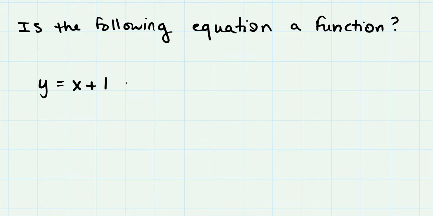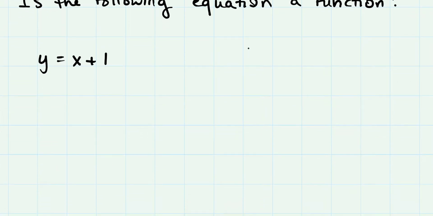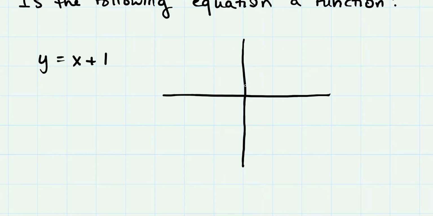So that set of numbers is the domain, and the set of numbers you get when you plug in an x, which is going to equal y, that's going to be your range. I'm going to graph this. The y-intercept here is (0, 1), because if I plug in 0, I get 1. And the slope is 1, so we go up 1 over 1. So the graph of this equation looks like this.